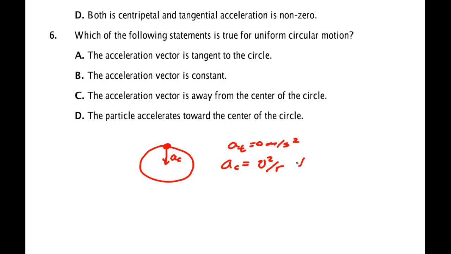V squared over R toward the center of the circle. Acceleration vector is constant? No, it's not constant. For instance, if it's over here, the vector would point in a different direction. Acceleration vector is away from the center of the circle? No. Particle accelerates toward the center of the circle? Yes. So that's D.